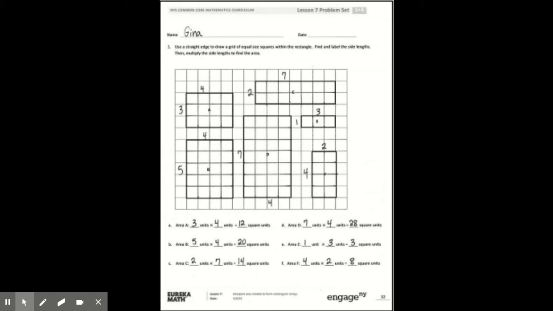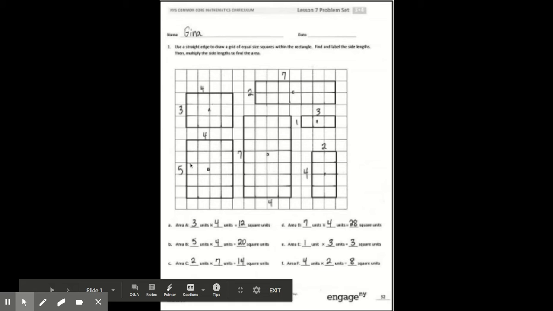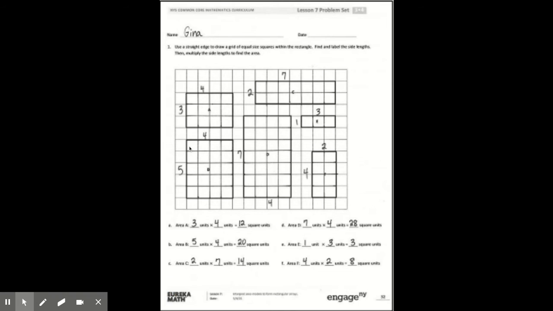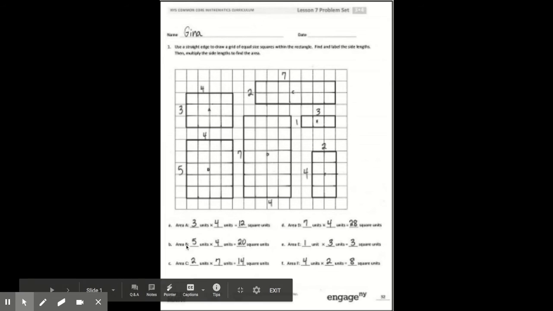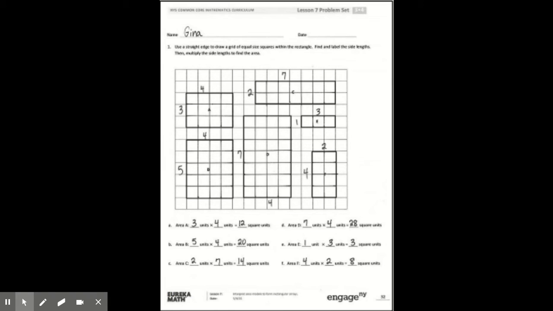If we go to B, after you've drawn in your lines, one side had a length of 5 units and the other had a length of 4 units. 1, 2, 3, 4, 5. So that's where the 5 comes from. 1, 2, 3, 4. That's where the 4 comes from. So area B, 5 units times 4 units equals 20 square units. Now we know 5 times 4 is 20 because if you count by 5s, 5, 10, 15, 20, it's 20 square units. Or you could count the number of squares in the rectangle.